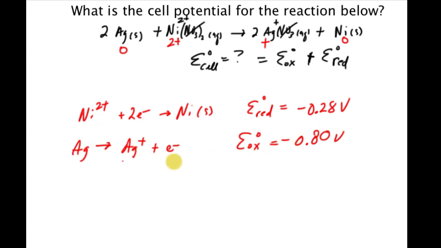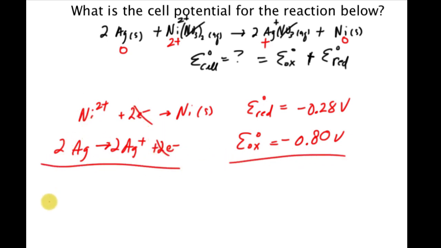because I reversed the reaction. Now notice the electrons don't match up. I have to multiply this by 2 in order to get that to happen, but I will not double this voltage. This is intensive. It's independent of how many times I do that. All right, so if I add these 2 reactions up, the electrons cancel. I end up with nickel 2 plus and 2 silver giving me nickel and 2 silver ions.